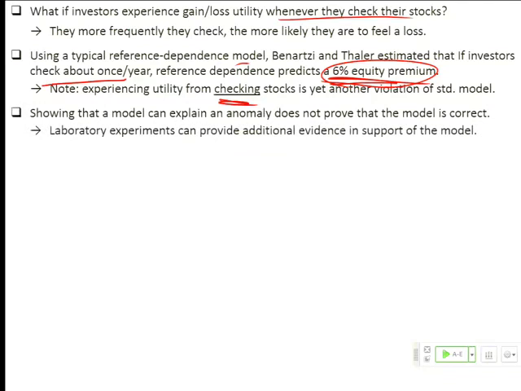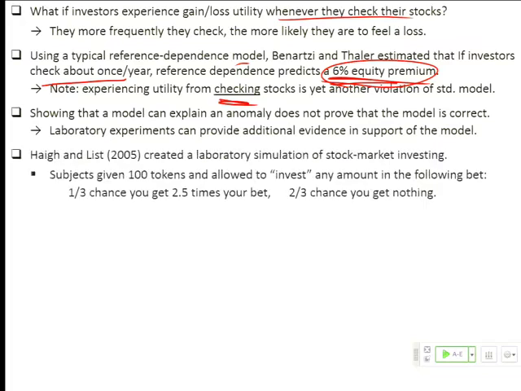So the fact that the standard model can't explain the equity premium puzzle means that we know for sure the standard model isn't right. But to show that Bernardsky and Thaler's model of reference dependence with loss aversion and narrow framing and utility from paper gains and losses can explain the equity premium puzzle doesn't mean it's the right model. There might be some other model that does a better job.